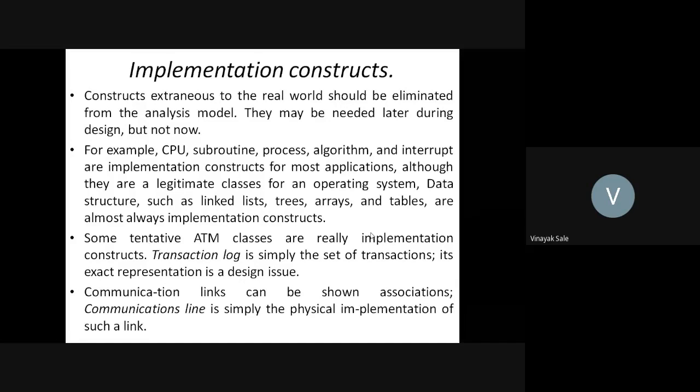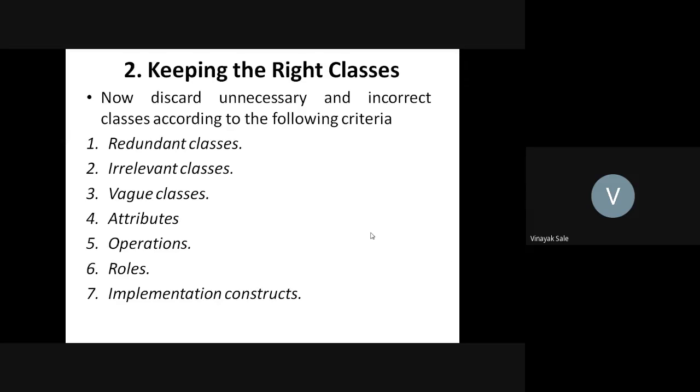So communication links can be shown as associations. Communication lines can be simply the physical implementation of such links.